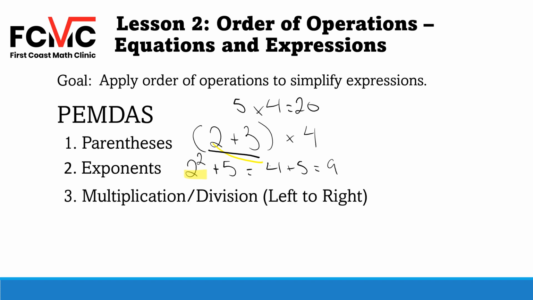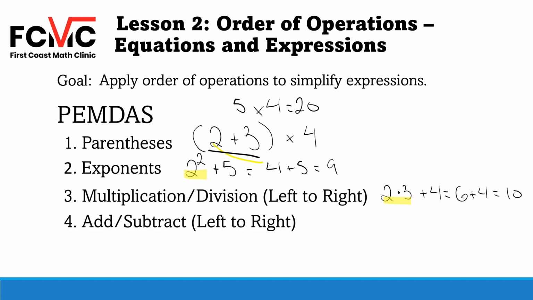Then multiplication and division, left to right. So if we have maybe 2 times 3 plus 4, we would start with 2 times 3. We'd get 6 plus 4, and then we'd get 10. Then the last thing to do is addition and subtraction, again, moving from left to right. So let's go through some expressions, simplify some expressions by following our order of operations: parentheses, exponents, multiplication, division, addition, and subtraction.